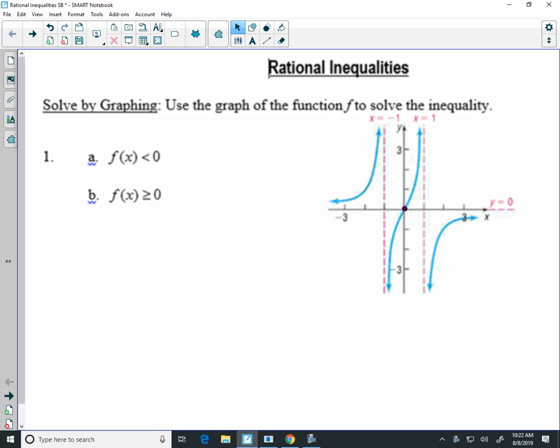Inequalities. I really want to stress here that if you're not feeling like you've really mastered rational functions, work on that. Do some extra practice with those before you tackle this. If you're feeling like you need something more, this is your something more. So we're just introducing inequalities here instead of just equations.